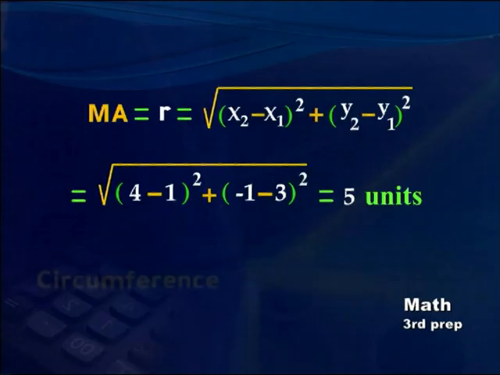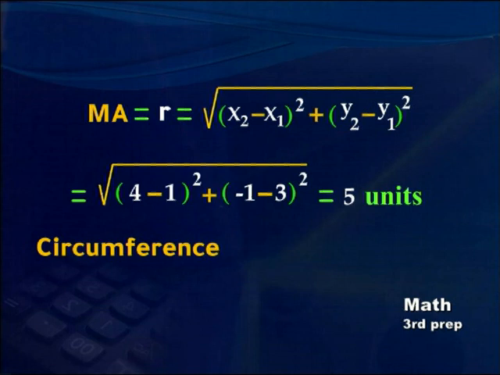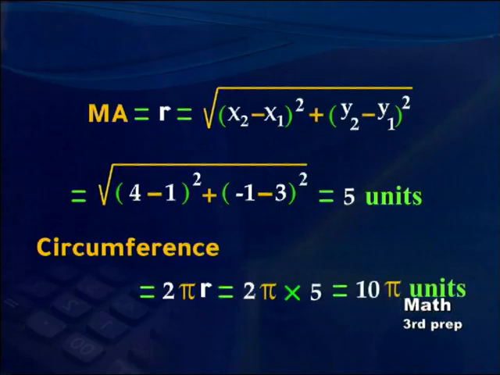Can you now find the circumference of the circle? What is the rule for the circumference of the circle? It is 2 pi r. By substituting, it is 2 times pi times the radius, which is 5, to obtain a result of 10 pi units.